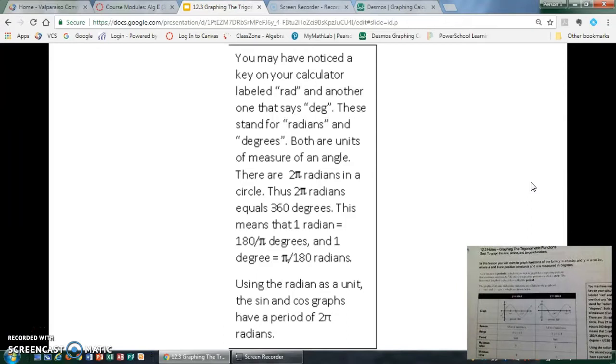We use both to measure angles. The number of radians in the circle is 2 times pi. And obviously there's 360 degrees in a circle, so 2 pi radians equals 360 degrees. And we can use this as a conversion factor. 1 radian is 180 divided by pi degrees, and 1 degree is pi divided by 180 radians. So if you see graphs labeled in radians, that's your conversion.